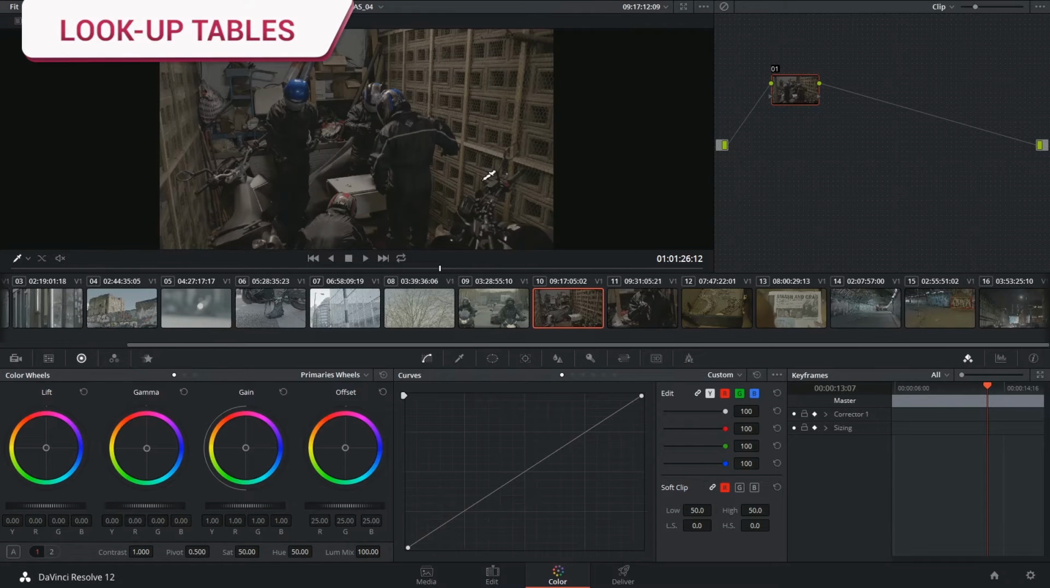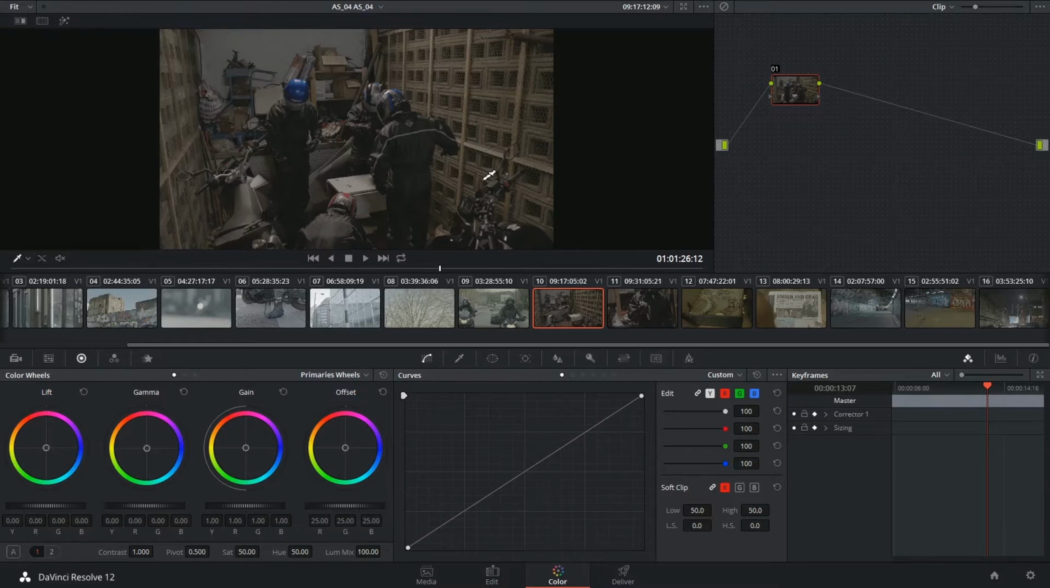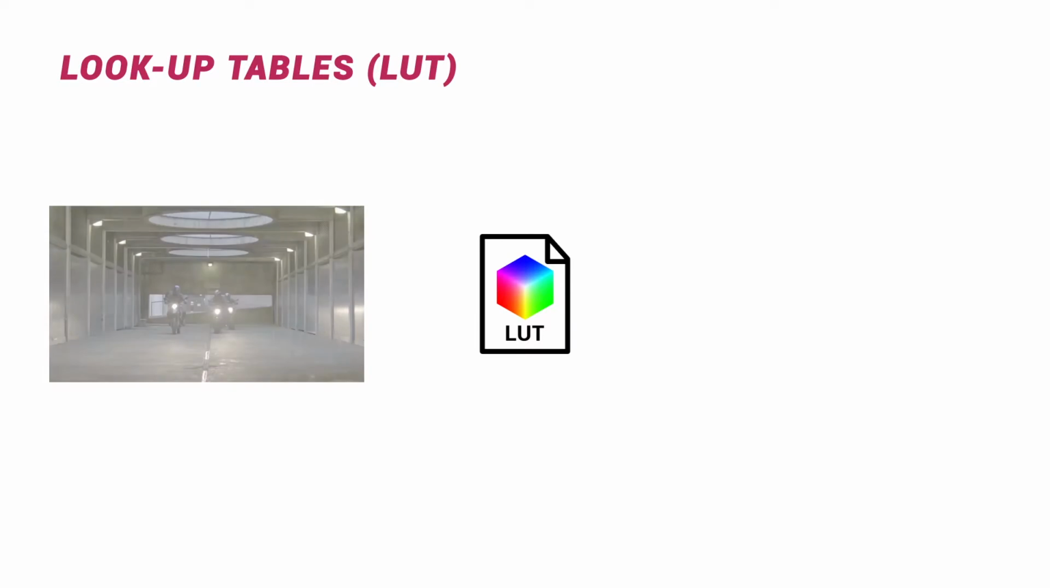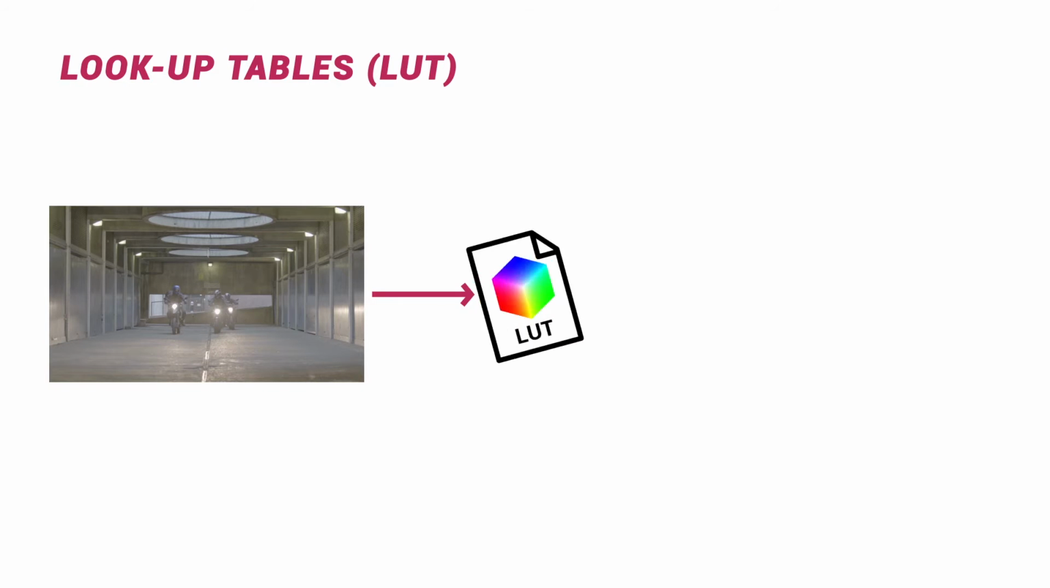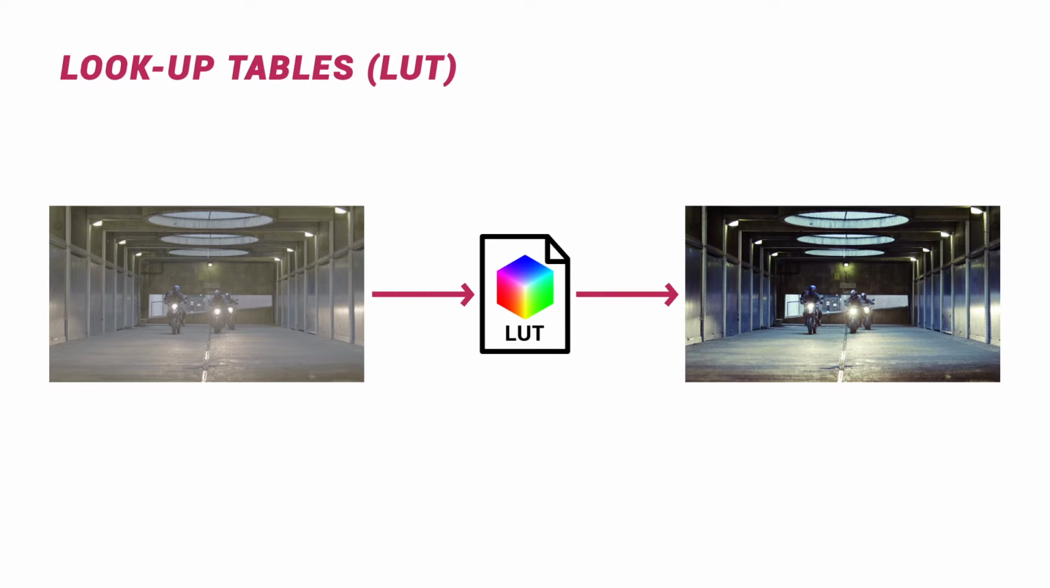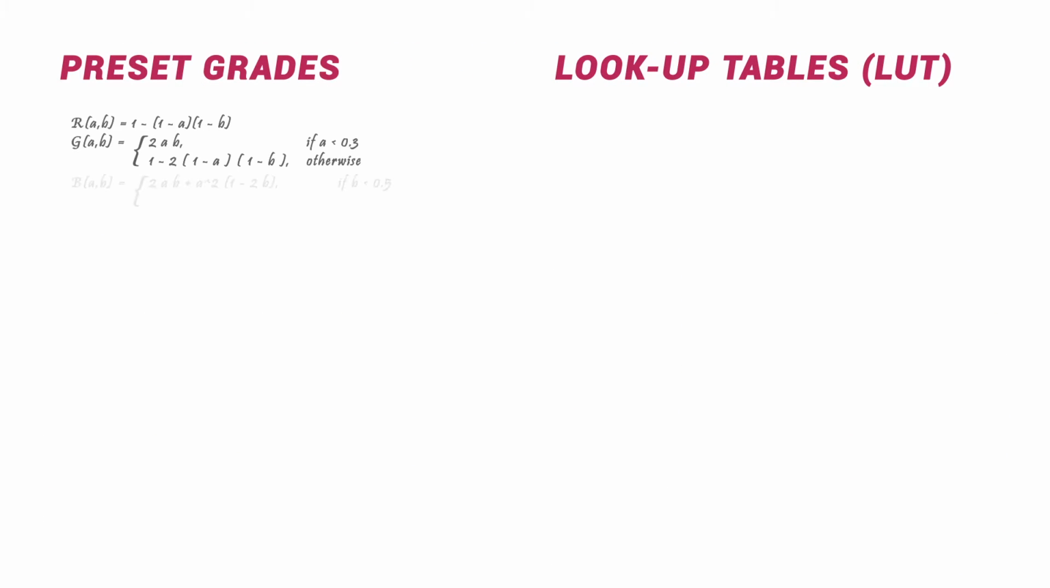Today we're talking about lookup tables and how we can apply them inside of the color page. To clarify what we're talking about first, a lookup table is a color conversion matrix. In it, you assign a set of values for incoming RGB data, which will then be calibrated and output according to these values. So it's kind of like a preset grade, except presets tend to rely on algorithms.